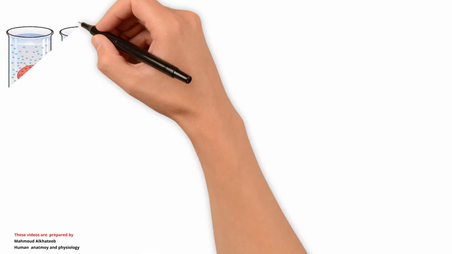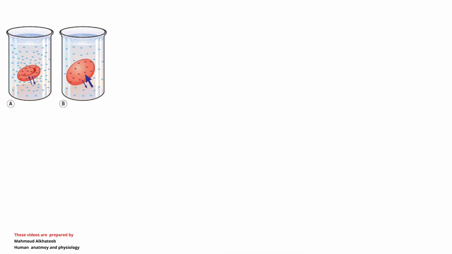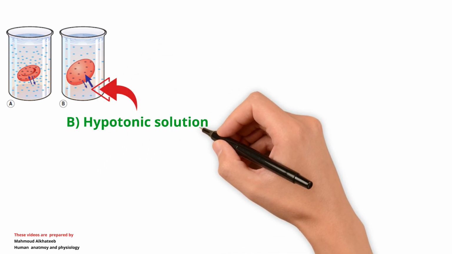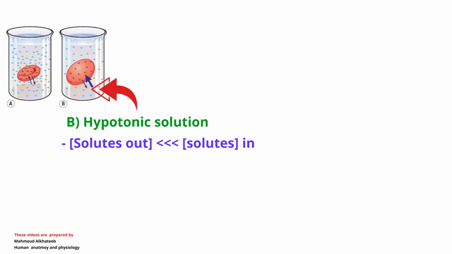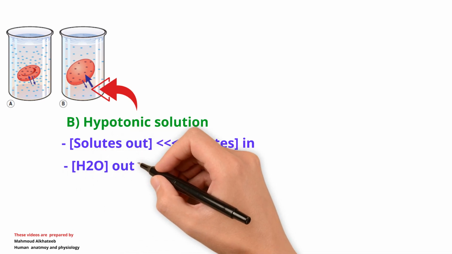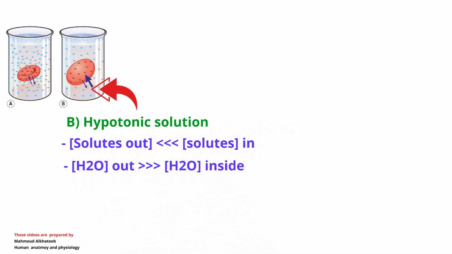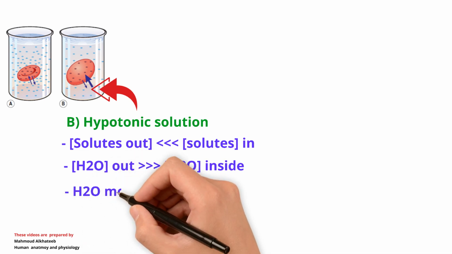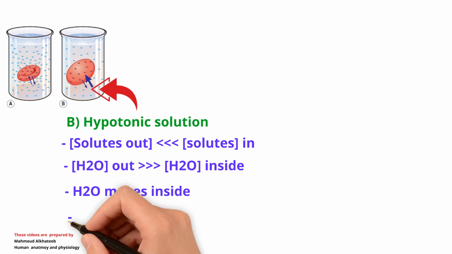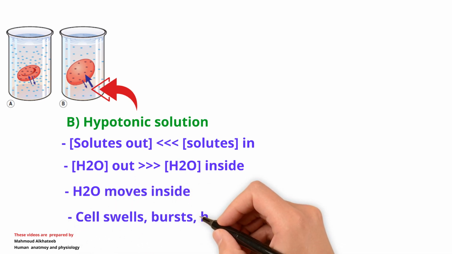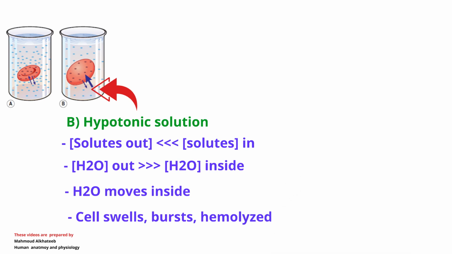Now, let's place the red blood cell in a hypotonic solution as shown here. You can observe that the concentration of solutes is lower outside the cell than inside it. This means that water content outside the cell is higher. As a result, water moves into the cell to balance the solute concentrations inside. Therefore, influx of water causes the cell to swell, and if too much water enters, the cell can burst in a process known as hemolysis.